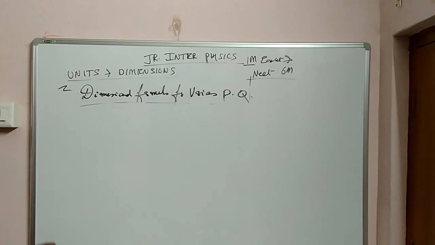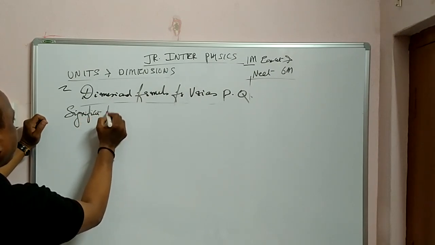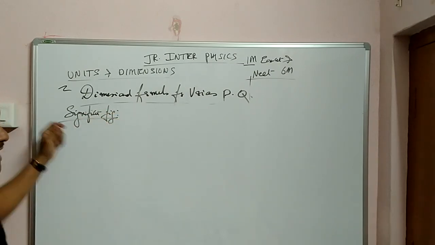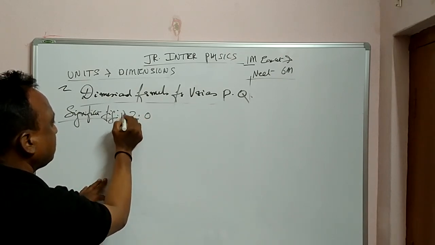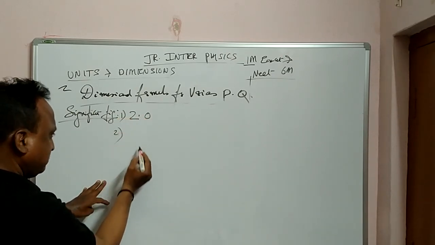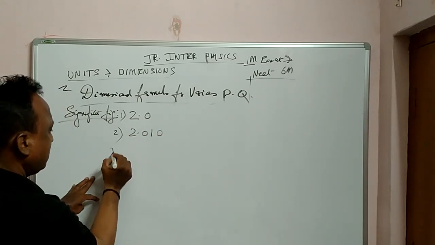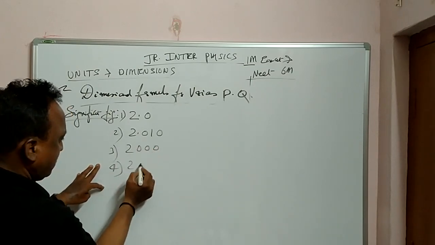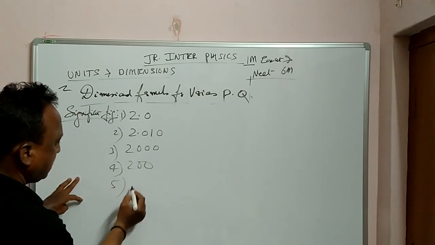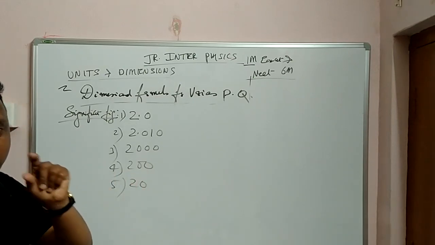Now what is significant figure? See, I will give some values, from that we will locate what is significant figure. For example, 2.0, second one 2.010, third one 200, 20020. Now how to find significant figure? There are some rules and regulations.